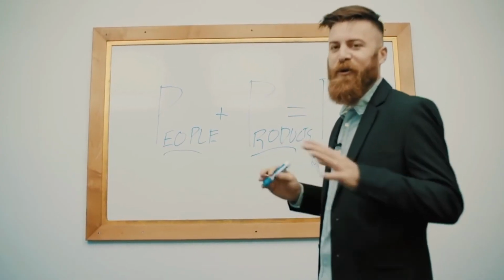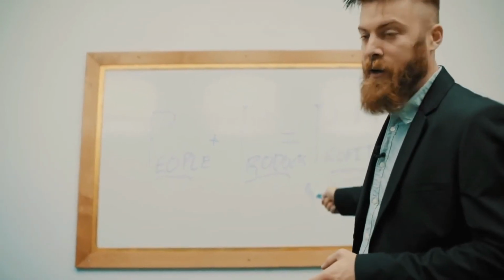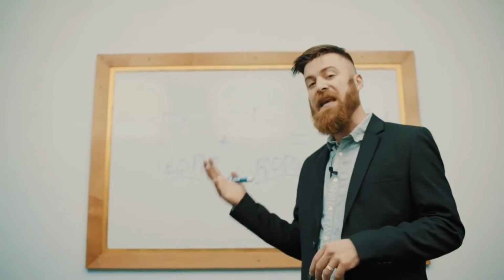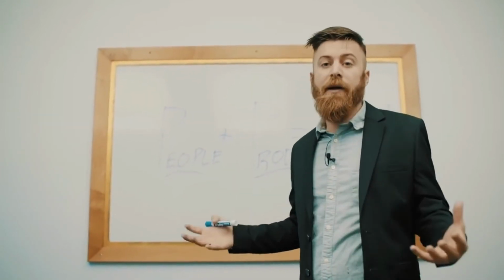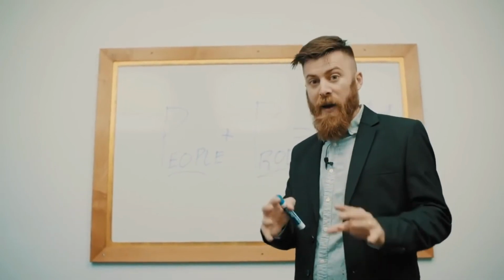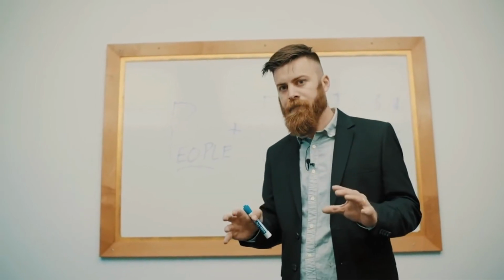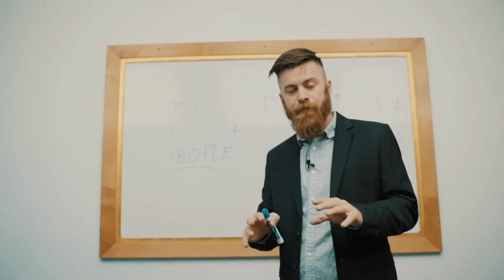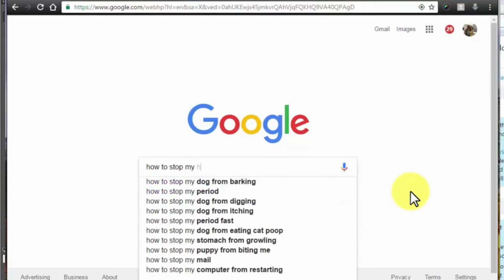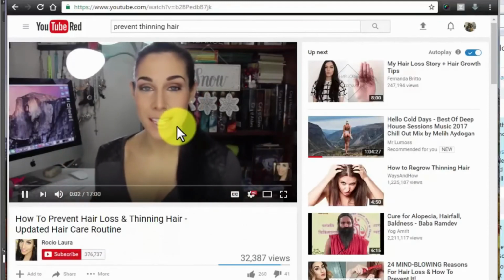So, sorry about the horrible handwriting, but basically people plus products equals profits. So whenever you connect people with products, you can make money. And the easiest way to connect people with products is using the internet, using links, or using Google or Facebook or YouTube or other social media that people use every single day.